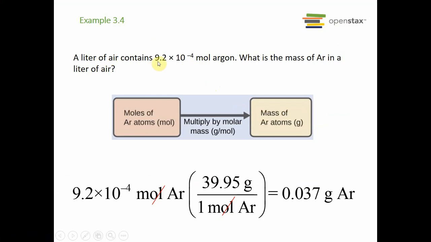A liter of air contains 9.2 times 10 to the minus 4 moles of argon. What is the mass of argon in a liter of air? So somehow you know the moles of argon in the air. So in this case, you multiply by the molar mass, or grams per mole, and the moles will cancel out and leave you with grams. So it gives you the mass of argon atoms.